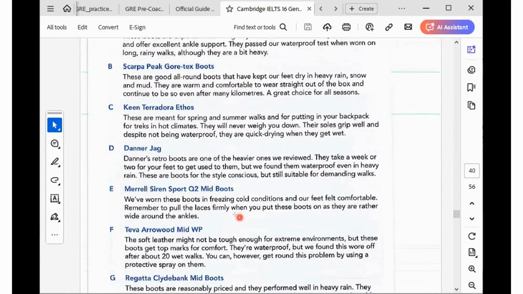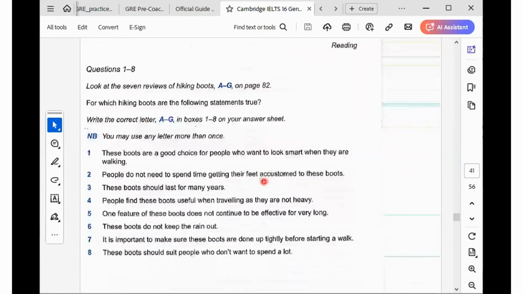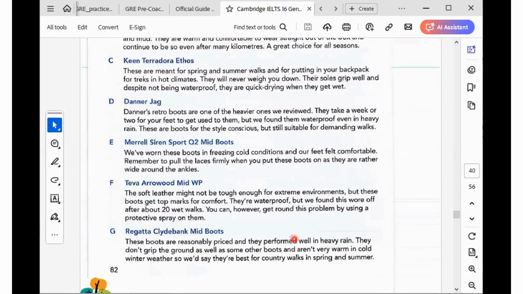Style conscious. Let me finish up that. But suitable for demanding works. Okay? Paragraph E now. We've worn these boots in freezing cold conditions and our feet felt comfortable. Remember to pull the laces firmly. This is the one that says you do it very well. It is important to make sure these boots are done up tightly before starting a walk. Done up tightly. That's it. It says, remember to pull the laces firmly. That's it. Paraphrase for done up tightly.